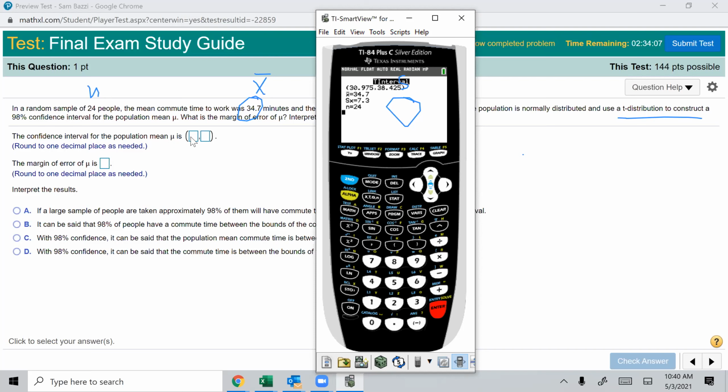So the confidence interval is 30. How many decimals does he want? 1 decimal. So it will be 31.0 and 38.4.